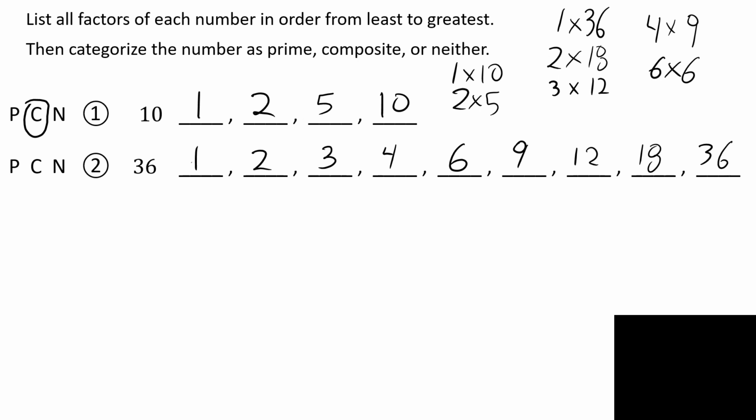Finally, is this number prime? Is it composite? Is it neither? Well, the number 36, because it has more than 2 factors, it's composite. I'll circle C for composite. 36 is a composite number.